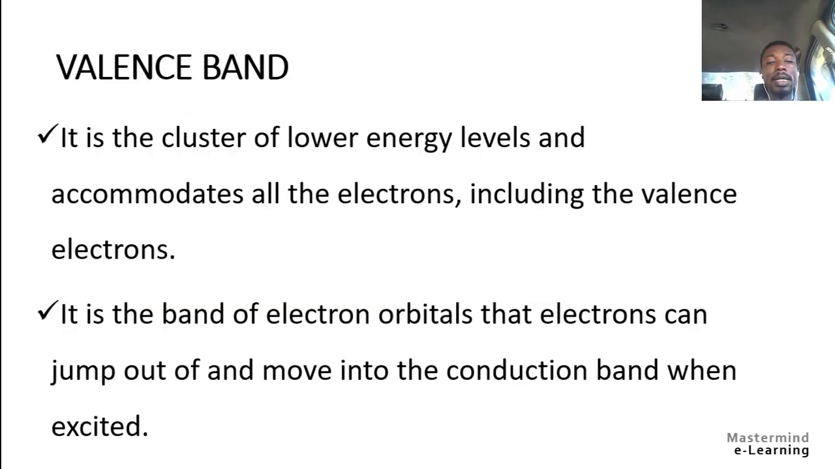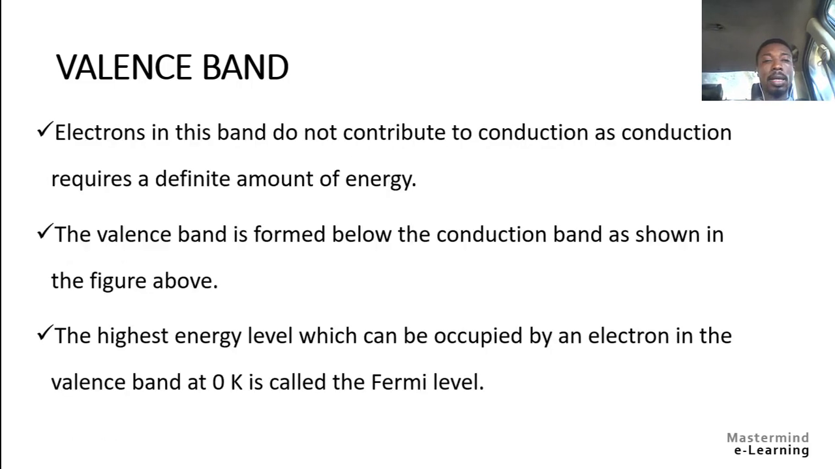Let's look at these bands individually. The valence band is the cluster of lower energy levels and accommodates all the electrons, including the valence electrons. At this band, you find the valence electrons. It is the band of electron orbitals that electrons can jump out of and move into the conduction band when excited. Electrons in this band do not contribute to conduction, as conduction requires a definite, specified amount of energy.